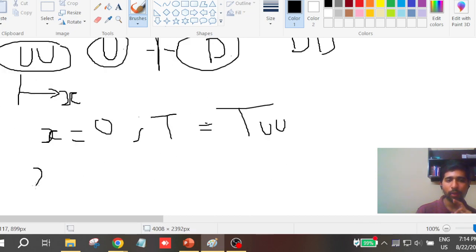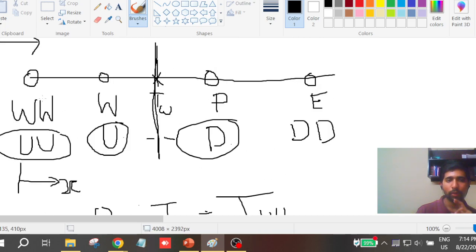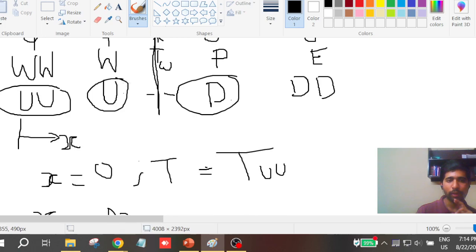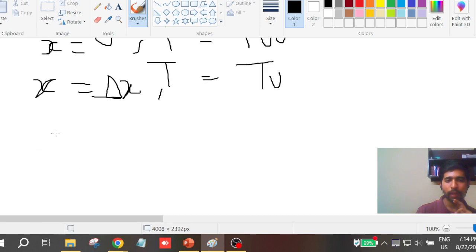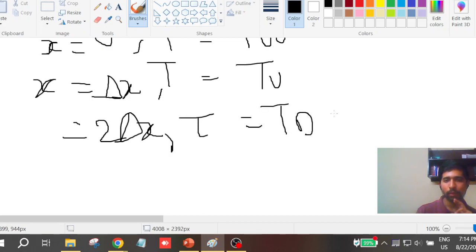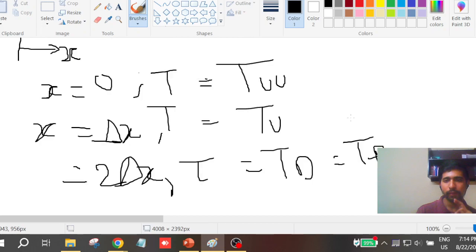Now at x equal to delta x, you come from here to here, right? This is delta x distance. At x equal to delta x, temperature is equal to the temperature upstream. Similarly at x equal to 2 delta x, temperature is equal to the temperature downstream, which is the temperature at P. This is the temperature at W, this is the temperature at WW. This is how you have to do it.